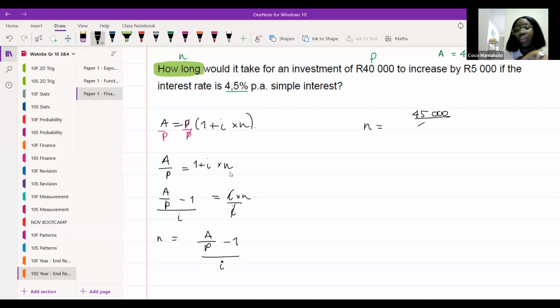If we put that into a calculator, we'll get 45,000 over 40,000 minus 1 over our interest rate of 4.5%. Pop your answers in the chat for me. How much do we get? How much did we get? I get 2.78. I wonder if you guys got the same amount.